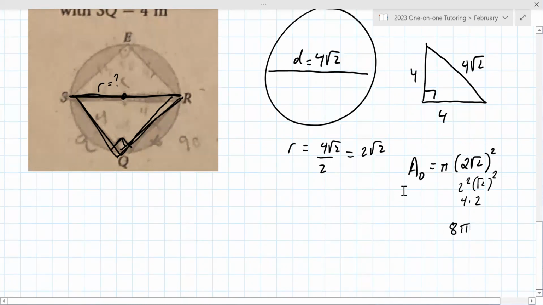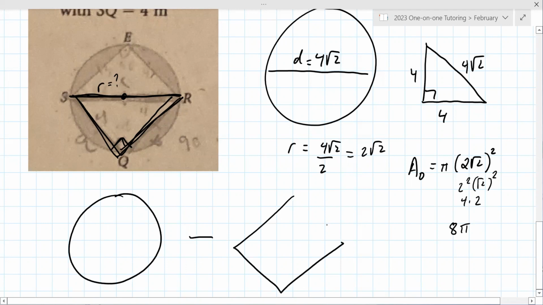So the area of the circle is 8 pi. Here's what you want: the circle subtract the square. The area of the circle is 8 pi. The square is 16. So you just subtract them.